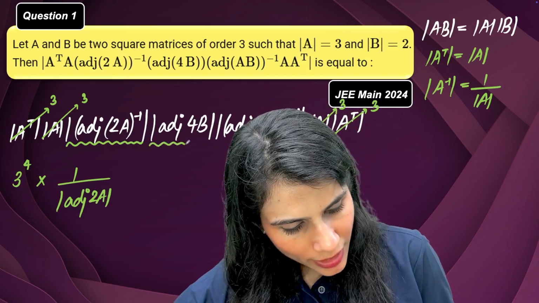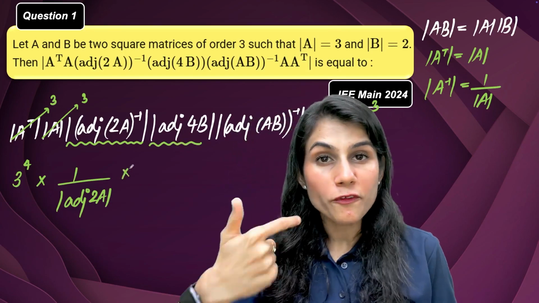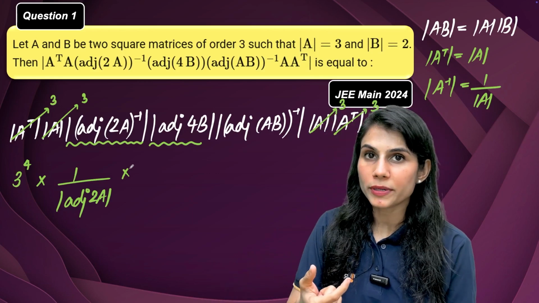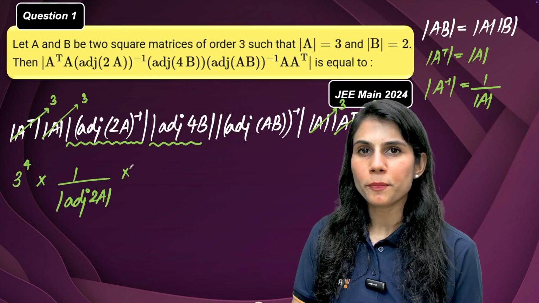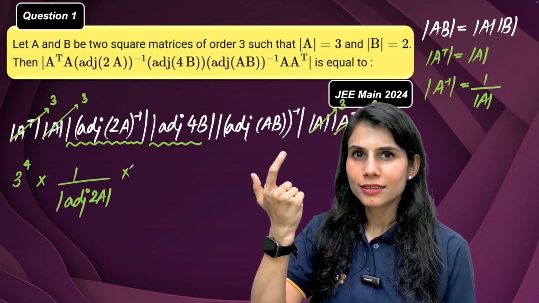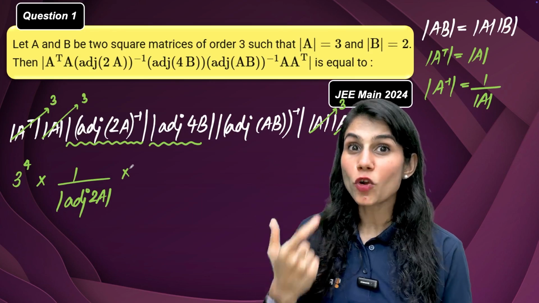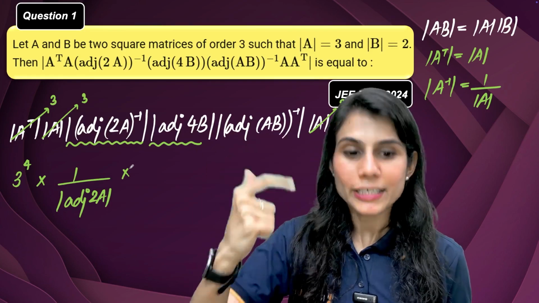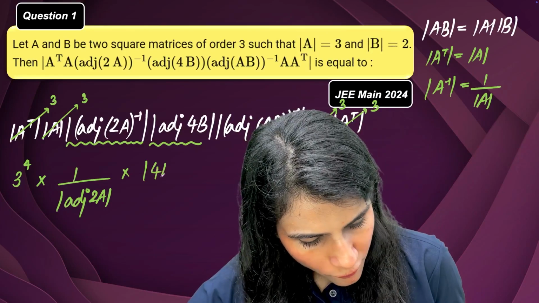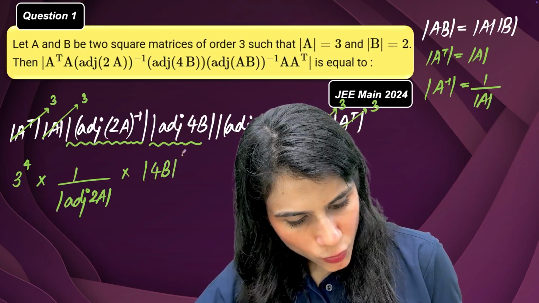Next up is this one, determinant of adjoint of 4B. Right now, we have learned the property. Just right now, we learned the property. Is it striking? Is it knocking the doors of your memory? Determinant of adjoint of A is determinant of A to the power n minus 1. So this will be determinant of 4B to the power n minus 1.